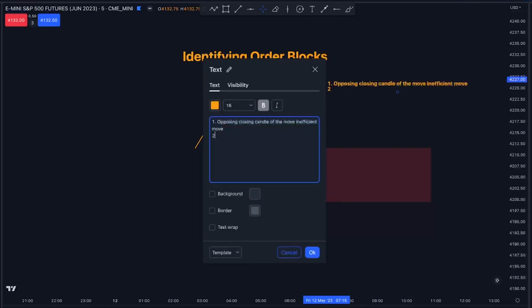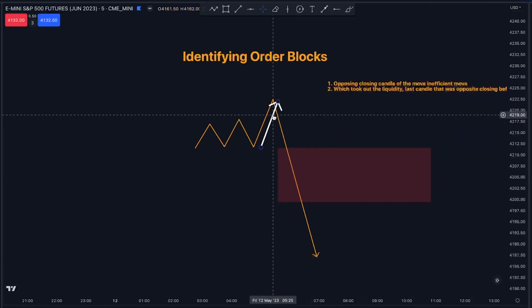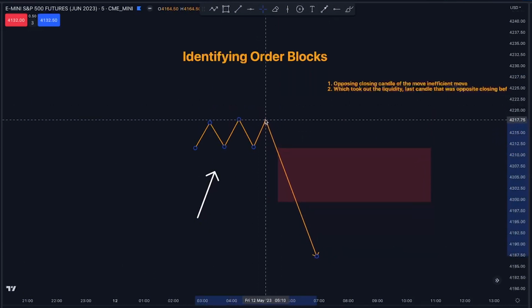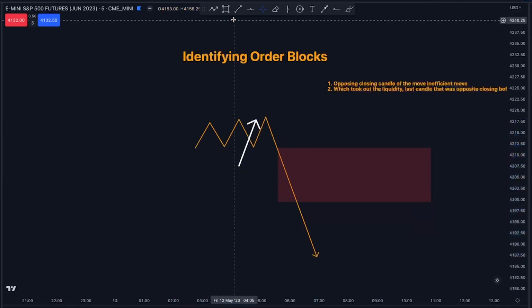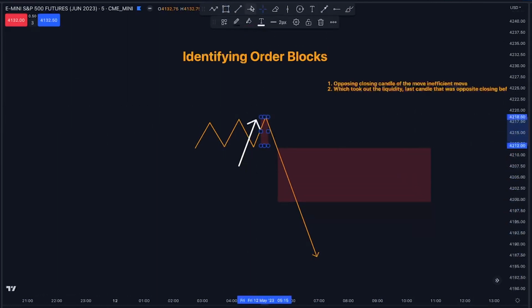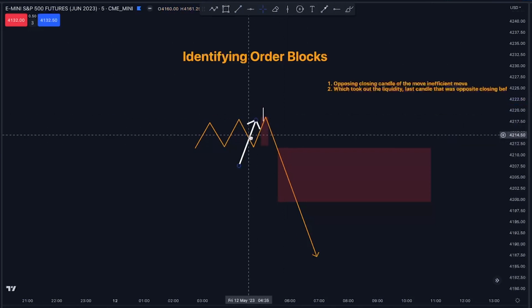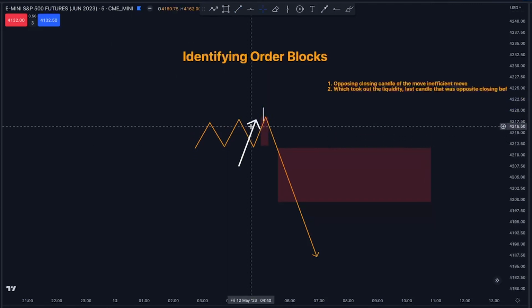Now another thing, an order block is the opposite closing candle of the move which took out the liquidity, or the last candle that was opposite closing before liquidity was taken. So sometimes you will see some liquidity like equal highs or lows, and then you get a candle that's bullish like this, and another candle will be looking like this. It will be a bearish candle, but it took out the liquidity. But that's not our order block. Our order block is the opposite closing candle before that.